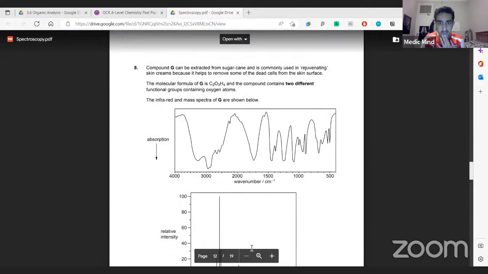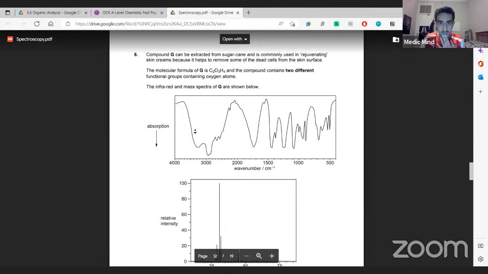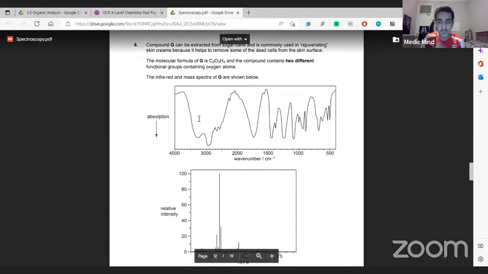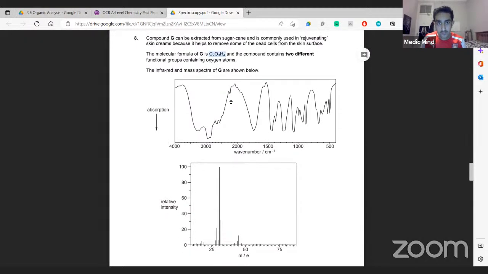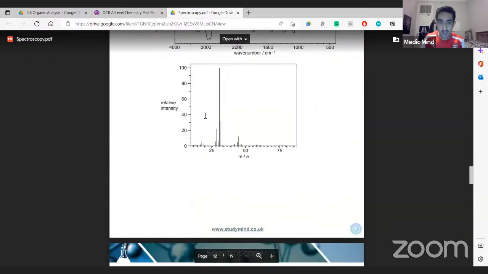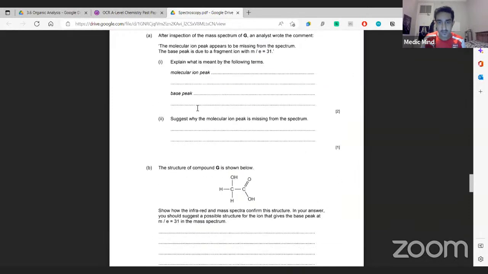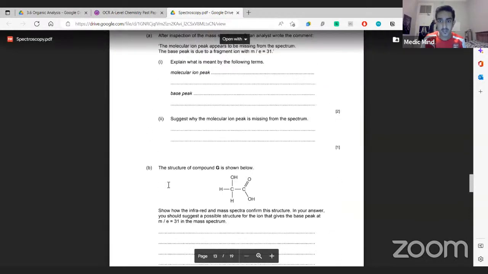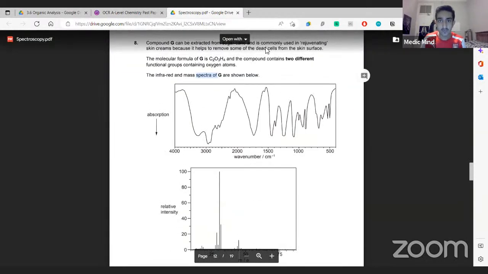So we've been given this kind of structure. We've been told that it's got a molecular formula of C2O3H4, and that it's from skin compounds and it's got two functional groups containing oxygen atoms. We've been given an IR and a mass spectra. And the question is basically split up to indicate what it's looking for.